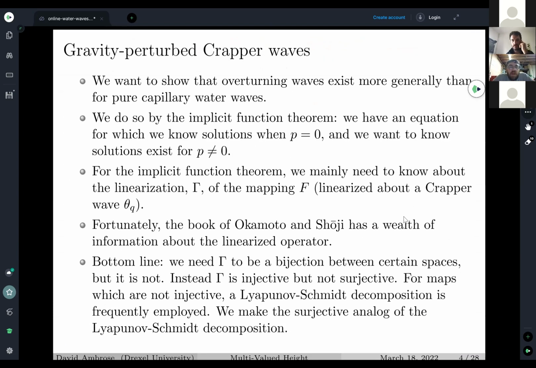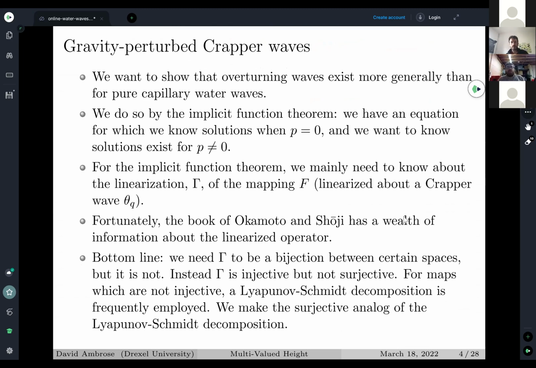So if you have a special solution like that, if you have a special solution like pure capillary waves, something that I always want to do with it then is perturb it to make it less special, perturb it to allow for additional effects. So we want more general waves than just pure capillary waves, and we're going to do this by the implicit function theorem. So we know that we have solutions of this equation when P equals 0, and so we want to know about solutions when P is not 0.